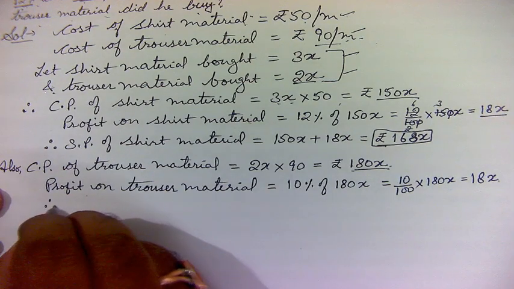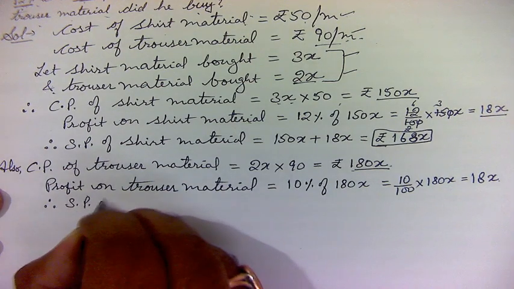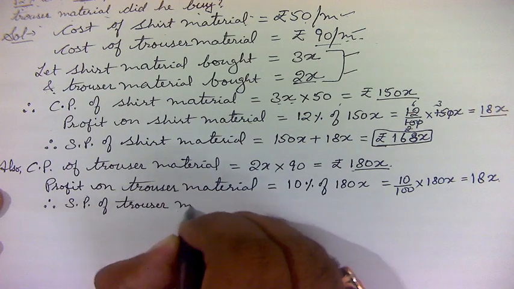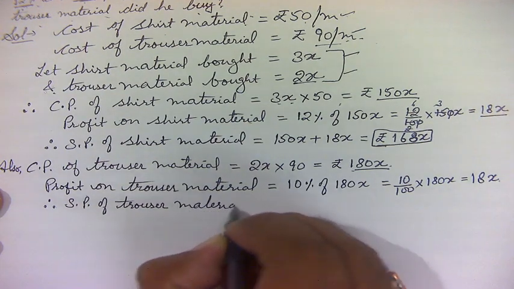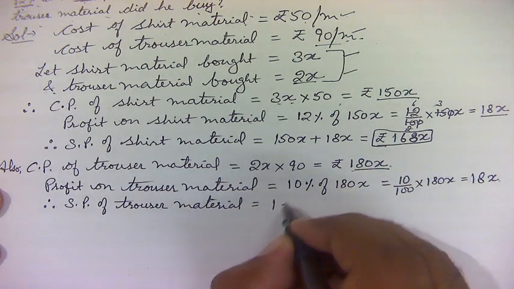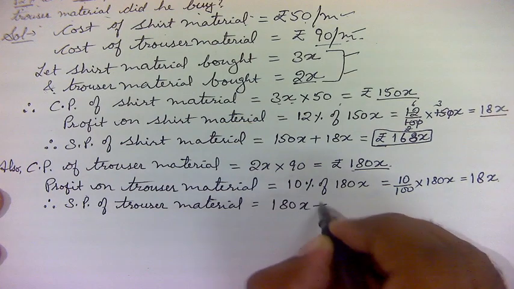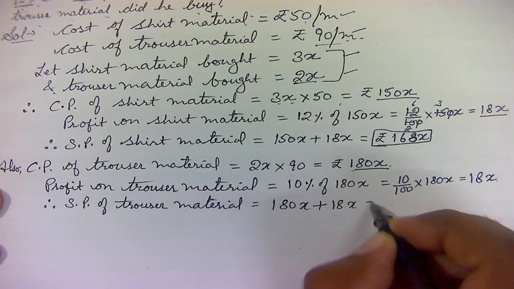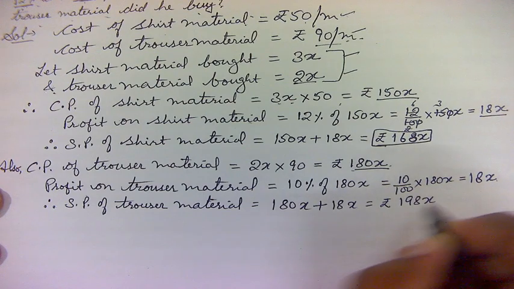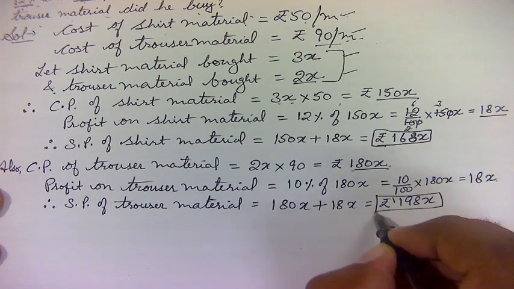Therefore, the selling price of trouser material, when calculated, is 180x plus 18x, that is rupees 198x.